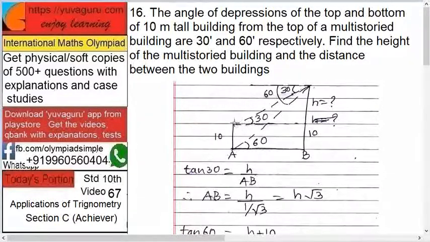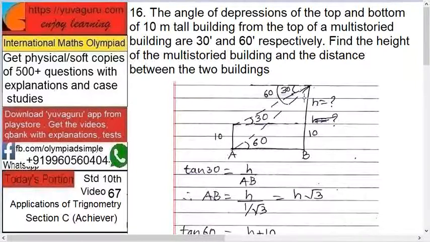Here there are two buildings. This is A and this is B. B is multi-storied and we want the height of B, not of A. And it's given angle of depression, means this is horizontal and the top's depression angle is 30, bottom's is 60, right? So we have 10 over here because this height is given 10, right? And so this will be what, 10 plus h, right?